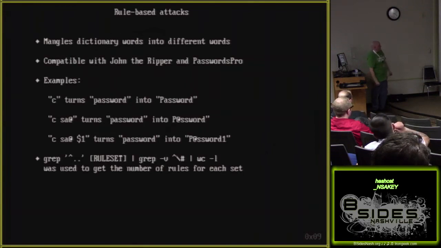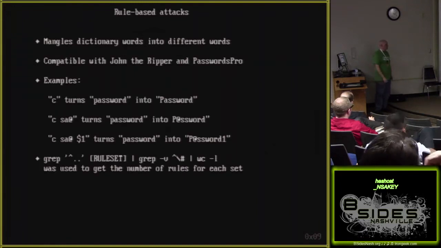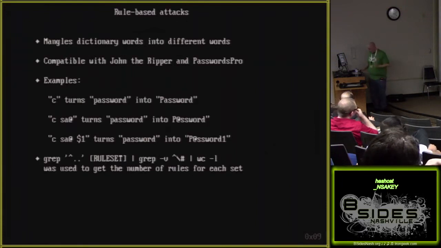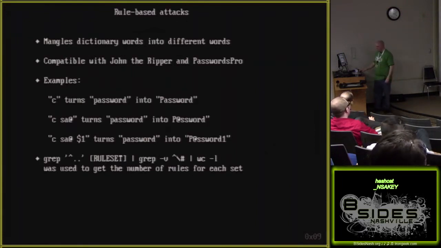I guess I'll explain the examples. C is just capitalize. The S, A, and at symbol is just, S is substitute. First letter is, I think that explains itself. And then the $ sign and the 1 just appends a 1 to the end of it. And then at the very bottom, I've got how I determined the number of rules in the next few slides, because there were comments, there was white space, and I almost screwed up, but I caught myself before I started benchmarking incorrectly.